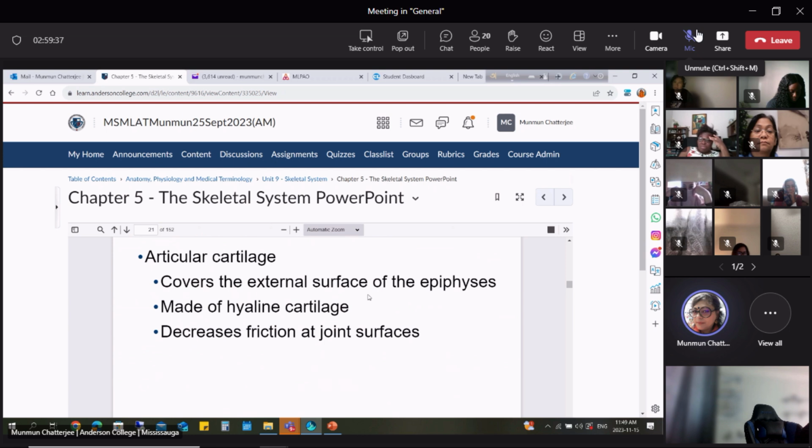It covers the external surface of the epiphysis. And what type of nature is that? Hyaline cartilage. Why do we need the hyaline cartilage there? To decrease the friction at joint surfaces, if it is bone on bone.